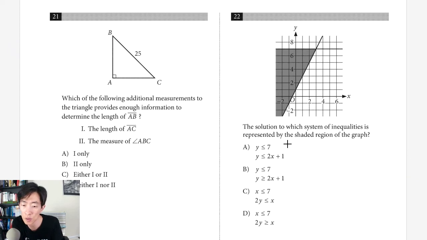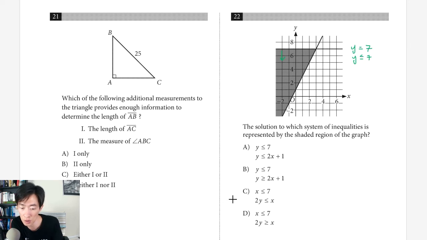Question 22, the solution to which system of inequalities is represented by the shaded region of the graph? Notice all the answer choices have two equations because we have two lines in the graph. Let's do the easier one. This line is obviously y equals 7, and given that the shaded region is below the line, we know it's going to be y is less than or equal to 7. Less than or equal to because it's a solid line as opposed to a dotted line, in which case it would be y is less than, because that means you're not including the points in the line.